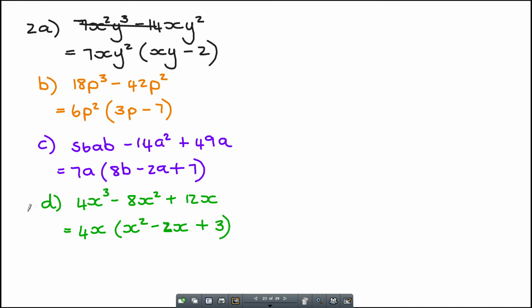Okay, then at D, if we look at the numbers 4, 8, and 12, the highest common factor there would be 4. Then x to the power 3, x to the power of 2, and x. Now the highest one that I can take out of each one of them would be x. Why could I not say x squared? Because over here, I only have x. How can you take x squared if I only have x? Right, so we only take x. So inside your bracket, you should have x squared minus 2x plus 3.